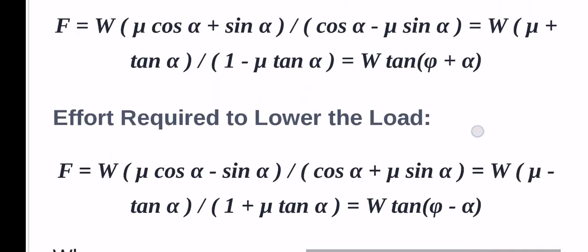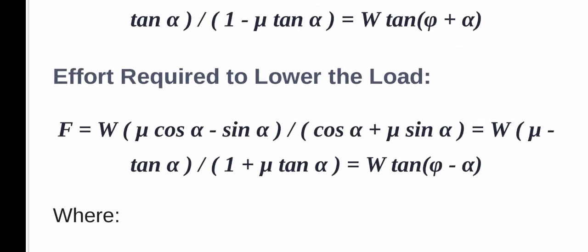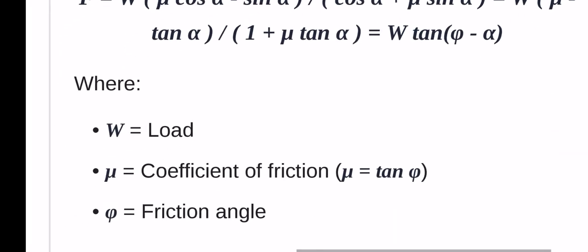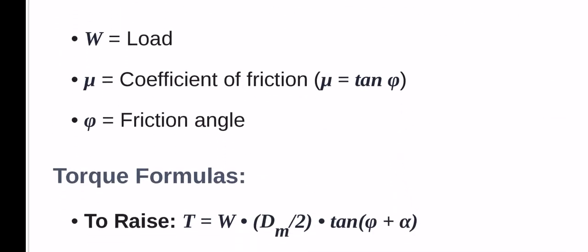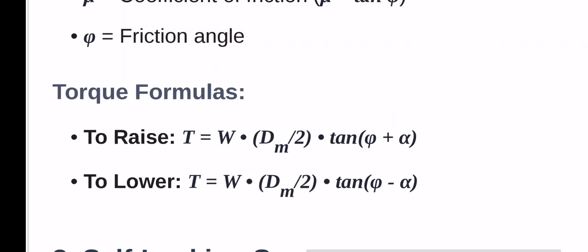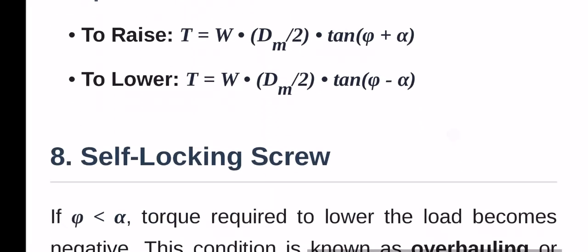Effort required to lower the load: F = W (μ cos α - sin α)/(cos α + μ sin α) = W (μ - tan α)/(1 + μ tan α) = W tan(φ - α), where W is the load, μ is the coefficient of friction, and φ is the frictional angle. Torque to raise: T = W × d_m/2 × tan(φ + α). To lower: T = W × d_m/2 × tan(φ - α).